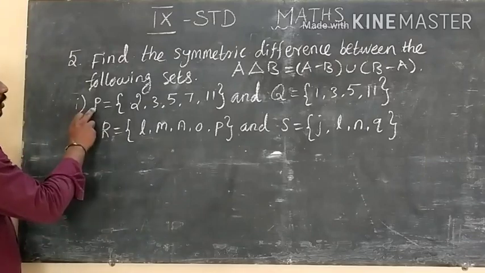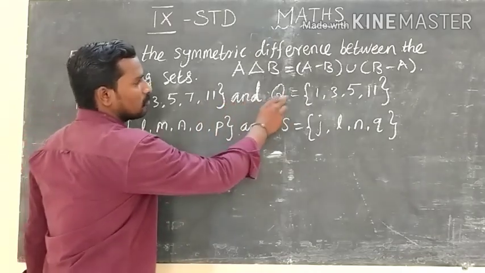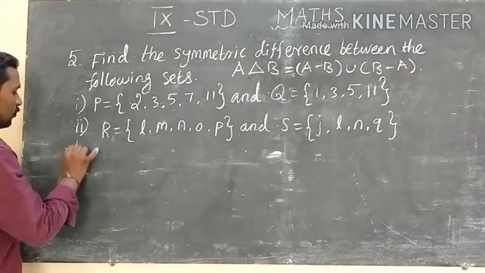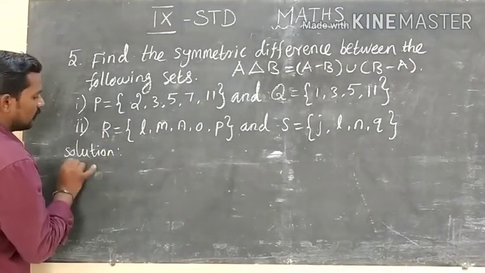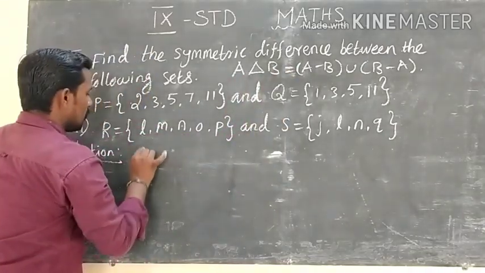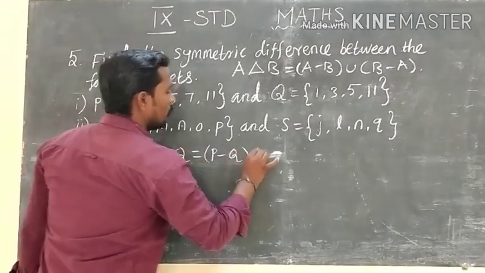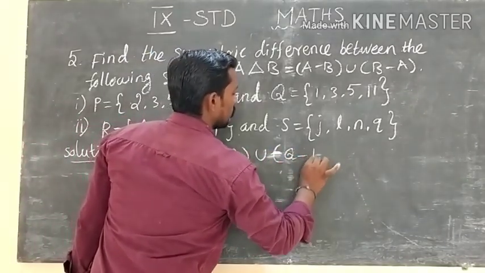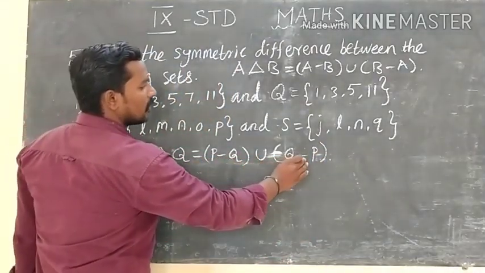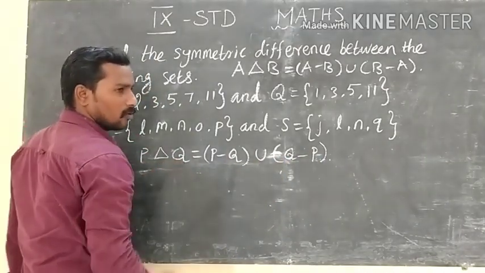The question: P is equal to the set of all 2, 3, 5, 7, 11 and Q is equal to the set of all 1, 3, 5, 11. Find the symmetric difference. The solution: given P and Q, two sets, by the formula P symmetric difference Q equals P difference Q union Q difference P. First find P difference Q, then find Q difference P. Together you get P symmetric difference Q.